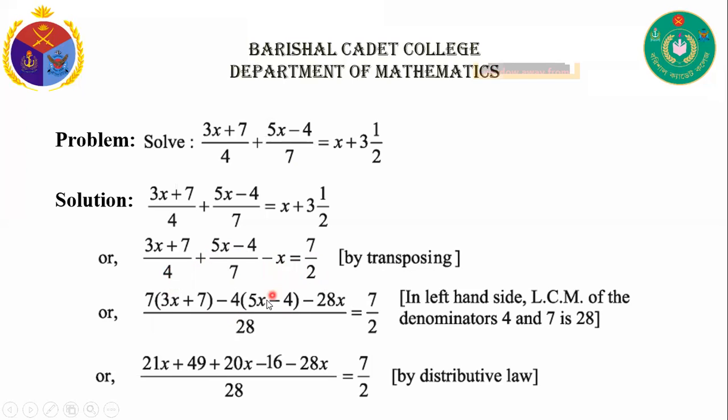Taking the LCM of 4 and 7, that is 28, and after the LCM, the common fraction is 7 into 3x plus 7, minus 4 into 5x minus 4, and 28 into x. The right hand side will be the same. On the left hand side, 7 into 3x is 21x, plus 7 into 7 is 49. Sorry, here the sign will be plus. So 4 into 5 is 20x, minus 4 into 4, that is 16, minus 28x.